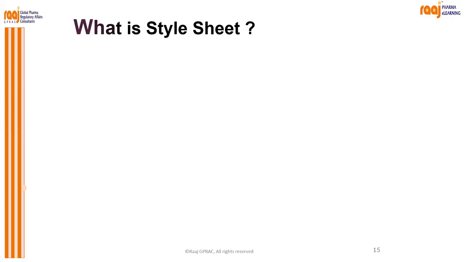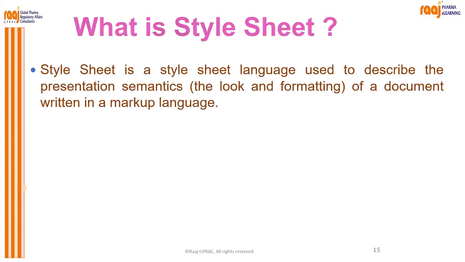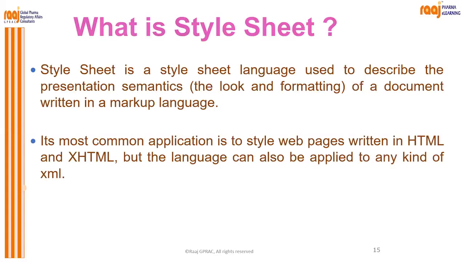Then what is a style sheet? A style sheet is the language used to describe the presentation semantics, the look and the formatting, of a document written in a markup language. XML is a markup language, right? So the style in which the language is written, its look and formatting, is called the style sheet. The most common application is to style web pages written in HTML or XHTML, but the language can also be applied to any kind of XML.